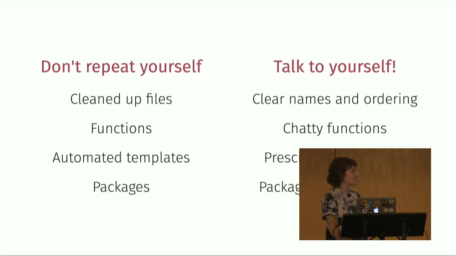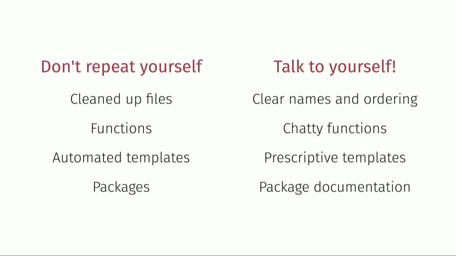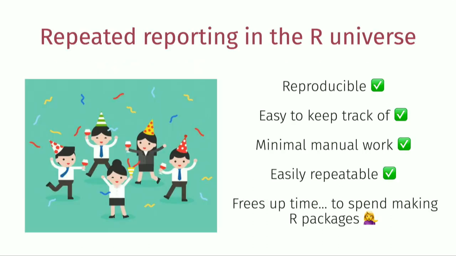So I use don't repeat yourself and talk to yourself by cleaning up code with clear names and ordering. I made functions and I made them chatty to communicate what they were doing. I made automated templates and I made them prescriptive to help me know what to do year after year. And then I made a package to put it all together. And using this form of repeated reporting in R, I had a project that was reproducible, easy to keep track of, it had minimal manual work, was easily repeatable, and it freed up time, which I spent making other R packages.